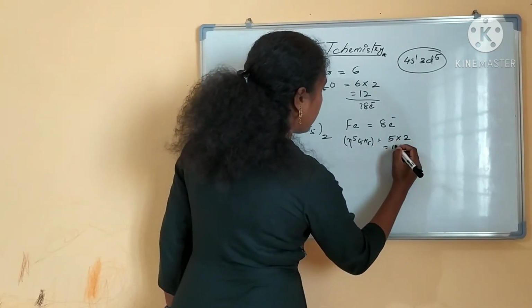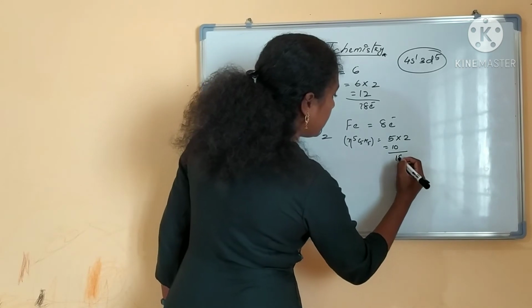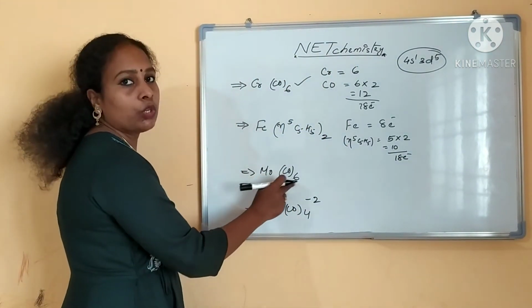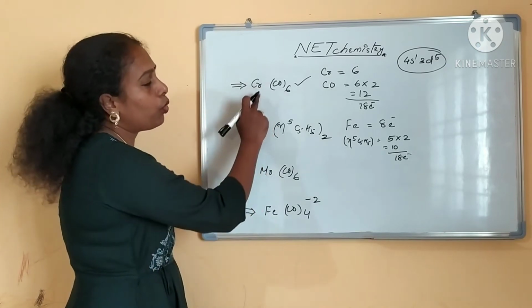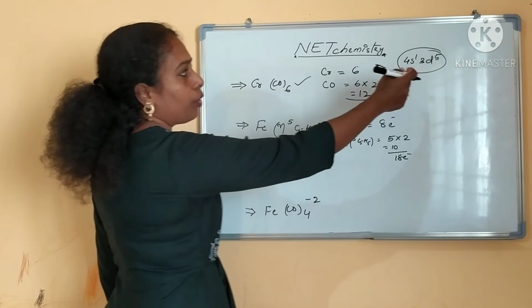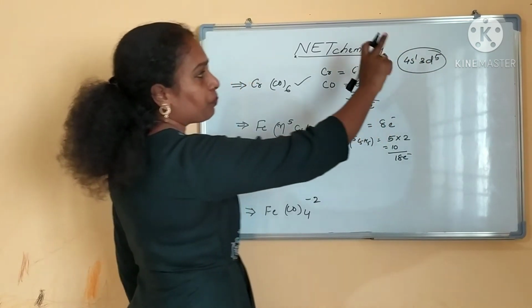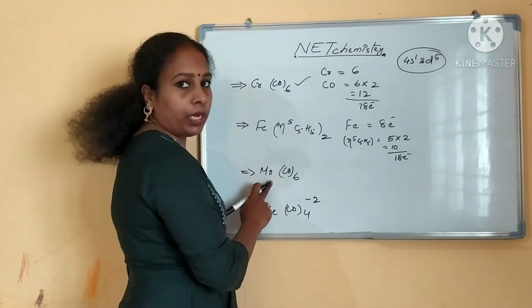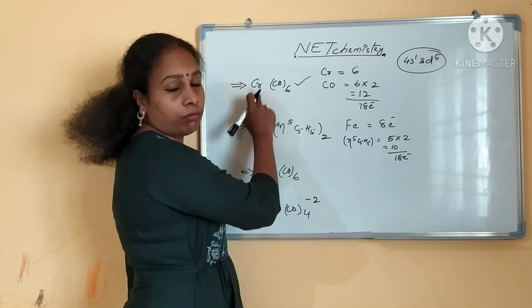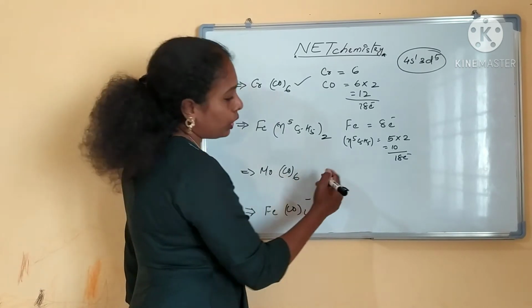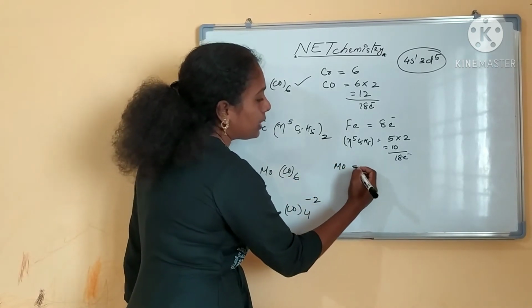Then how much will it be coming? 10. So 10 plus 8, it is also obeying the 18 electron rule, correct? Next, Mo(CO)6. Chromium, molybdenum, tungsten, right? So molybdenum has the same electronic configuration, 5s1, not 3d5, it is 4d5. Molybdenum is from the chromium group only: chromium, molybdenum, tungsten. So molybdenum also has 6 outer electrons, right?